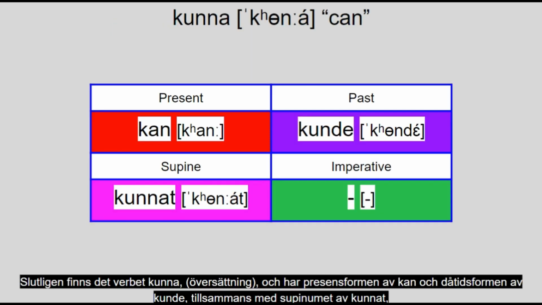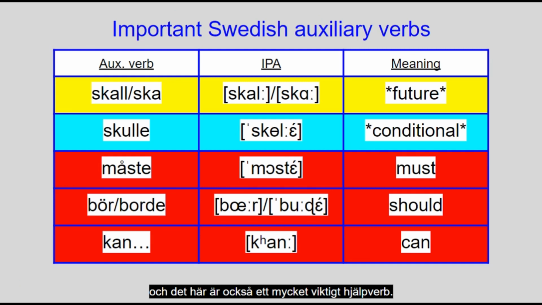Finally, there's the verb kunna, which means can, and has the present form of kan and the past form of kunde, as well as the supine of kunnat, and it's also a very important auxiliary verb.